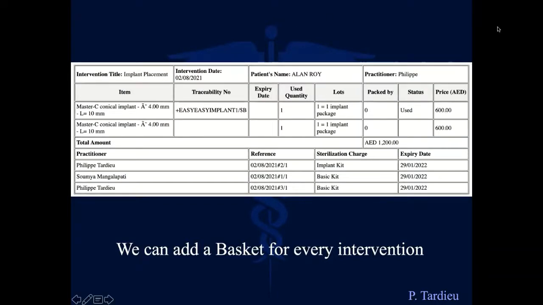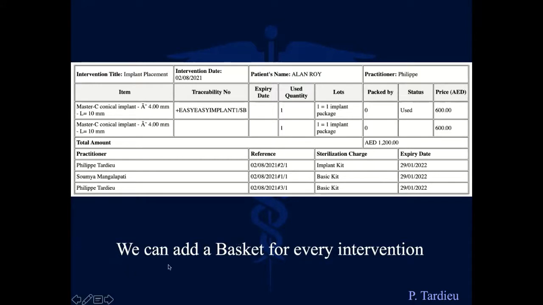So how can you link then? You can export the basket. So in this case, we have the intervention, implant placement, the date, the patient's name, the practitioner, and you have the items we've been using, all the items. You could even have the price you buy for the items, and you have all the reference of the pouches, basic kit, implant kit used for that with the reference of the sterilization. And this is very easy to find because you have the tracing from A to Z.